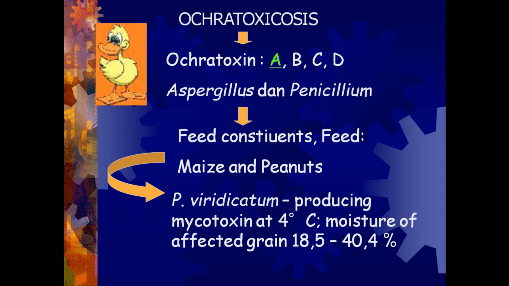Ochratoxins are made or synthesized by molds, particularly Aspergillus and Penicillium, and we can find amounts of ochratoxins in feed constituents, for example maize, corn, or groundnuts. Therefore, ochratoxin contaminants can mainly be detected in feed constituents and feed itself. For example, one of the molds that produces ochratoxin is Penicillium viridicatum.